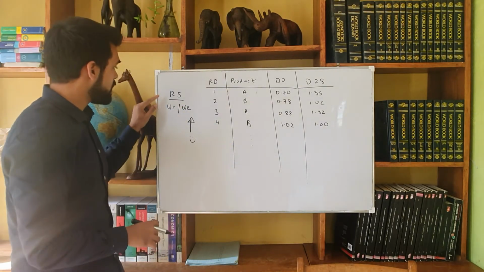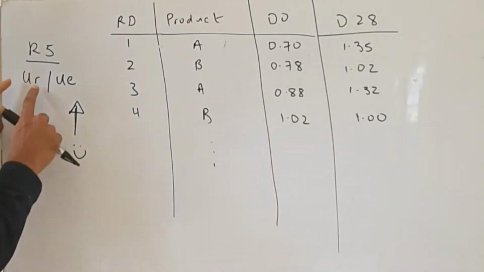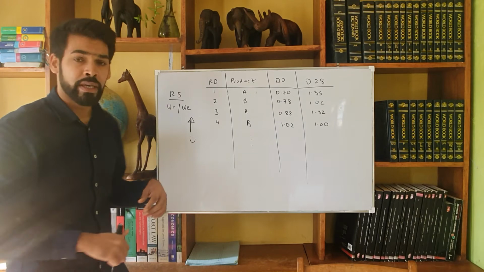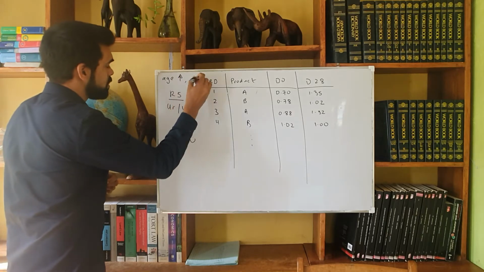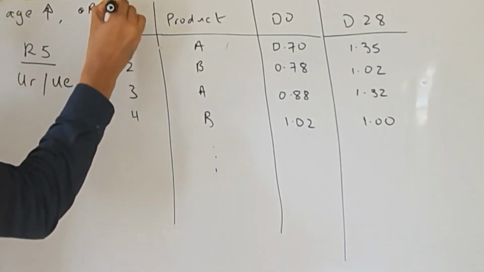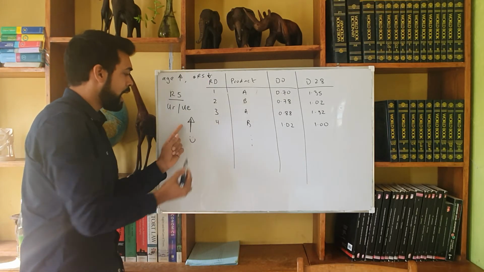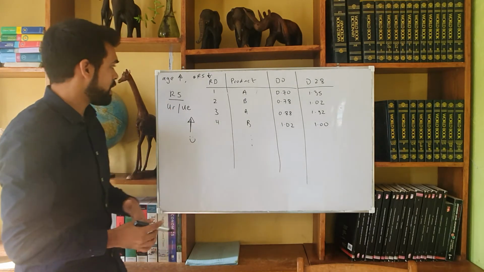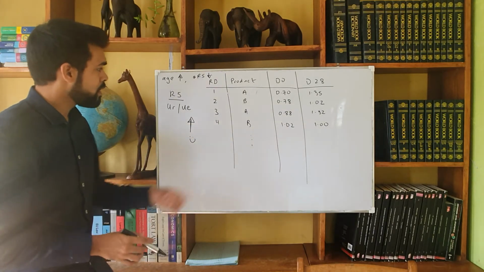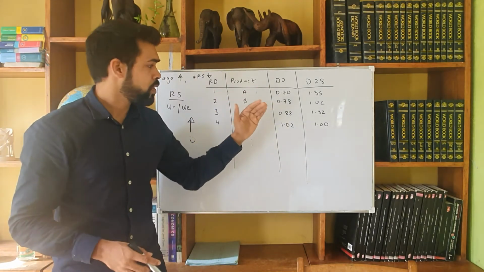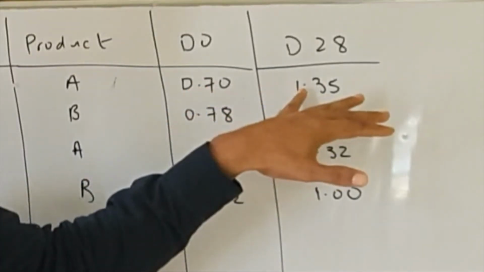Don't forget that we are looking at the parameter R5, which is given by UR divided by UE. We have seen that when age increases, R5 decreases. So we are happy with higher values of R5, okay? Because if it goes down, it is indicative of aging. So for example, for this first subject, we are quite happy because it went from 0.7 to 1.35.